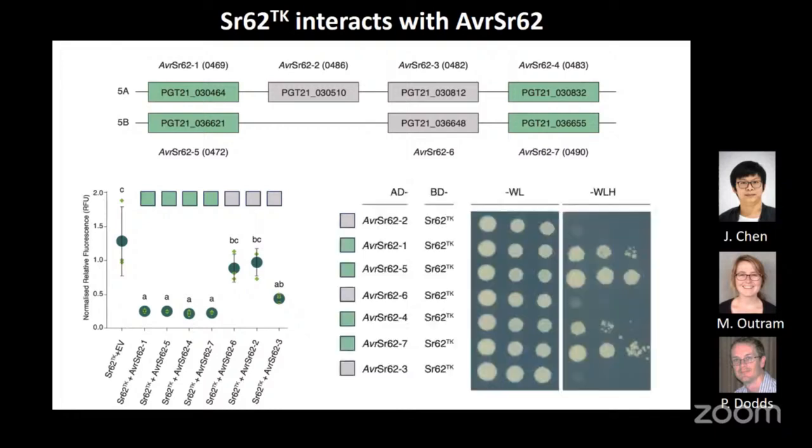Interestingly, they also showed that the tandem kinase is the primary immune receptor. They used yeast-2-hybrid to show a physical interaction between the tandem kinase and the effector. Notice that only the green flavors of the effectors, the ones that are able to elicit a cell death response, physically interact in the yeast-2-hybrid system.